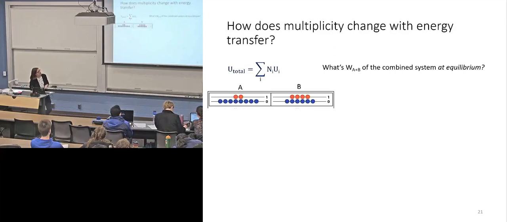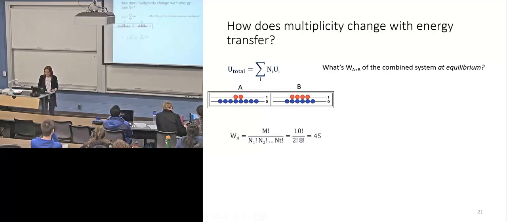What's the multiplicity of the combined system at equilibrium? So let's start by, what is the multiplicity of A for this one? How do you go about doing that? Just side A. What goes on the top? A number goes on the top before the factorial? 10. What goes on the bottom? 2 and 8, okay? So the multiplicity of A is 45.